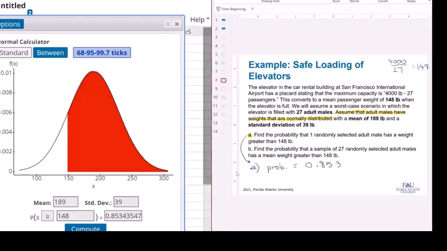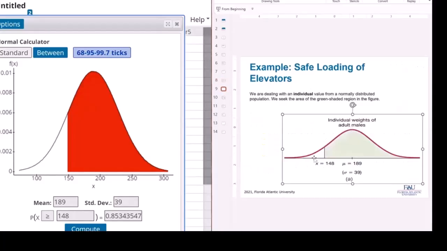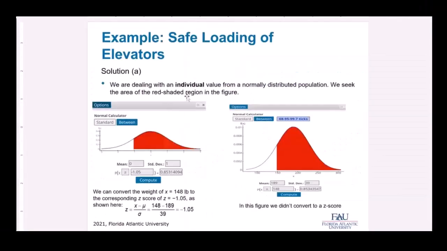0.8534, or 85.34%. That's a pretty high percent that we're going to have too much weight in that elevator, isn't that? If we look at the mean of 189 and a standard deviation of 39, and here's 148, a lot of adult males weigh more than 148 pounds. That's probably not safe. I use StatCrunch.